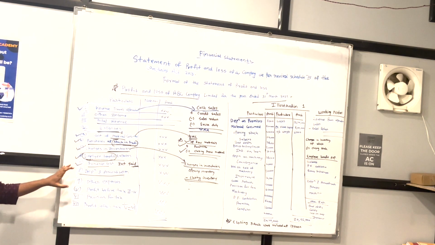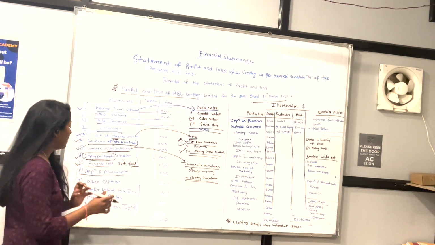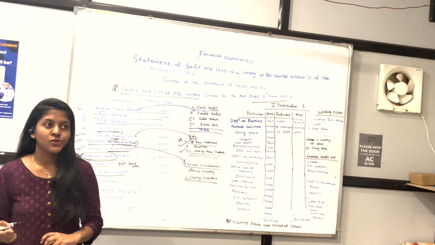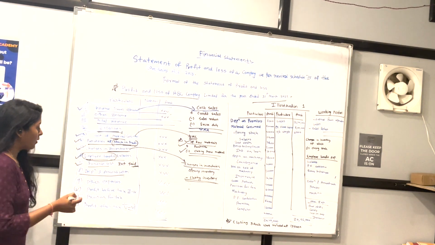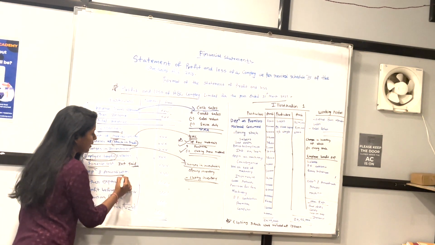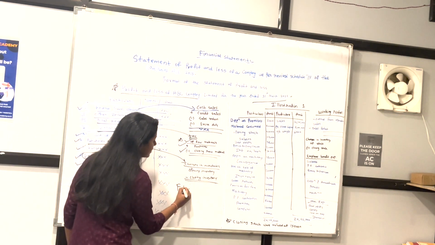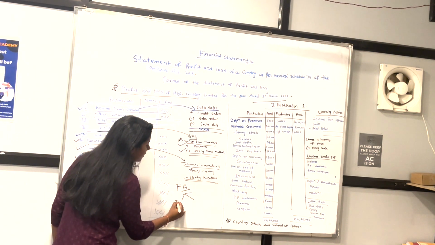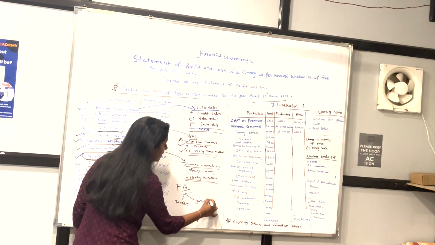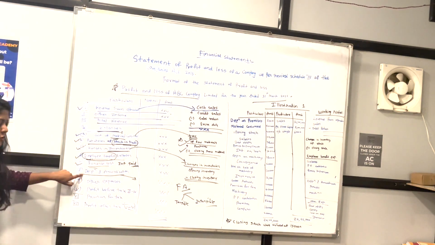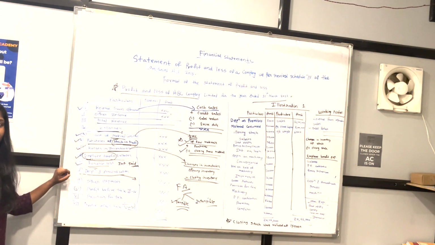Depreciation and amortization are two different things. Depreciation, we calculate for fixed assets. Amortization we calculate for intangible assets. Now fixed assets are classified into tangible assets and intangible assets. Depreciation we calculate only for tangible assets. Tangible in the sense which we can touch.